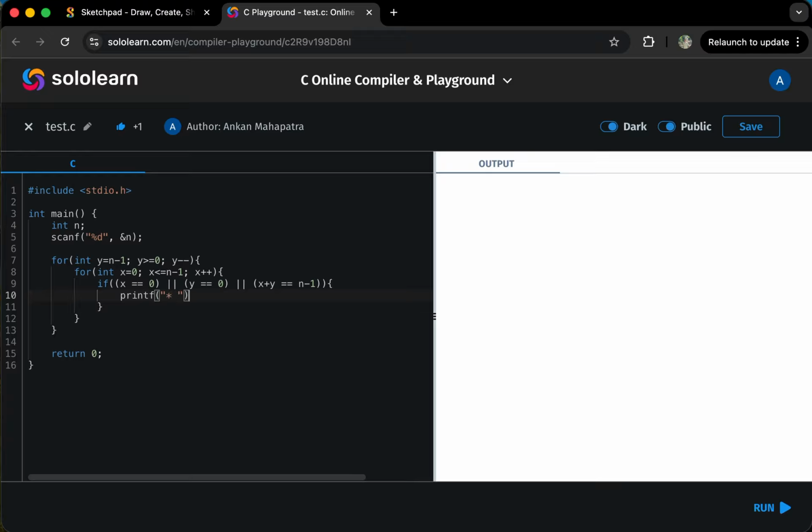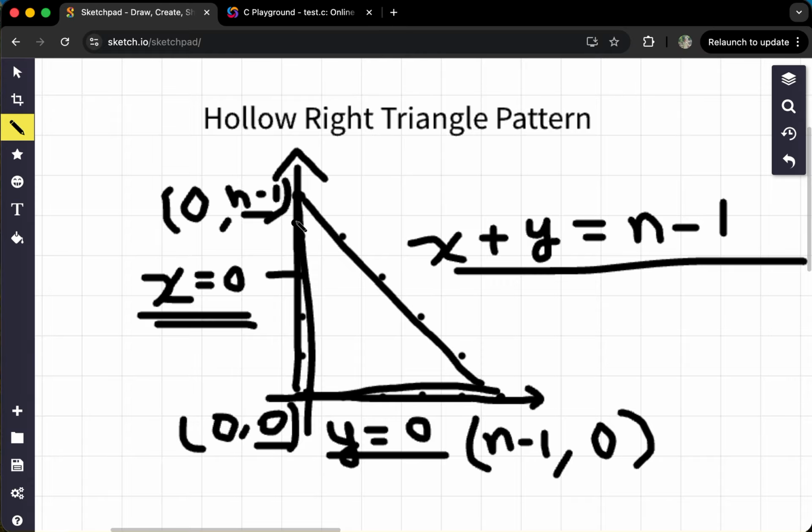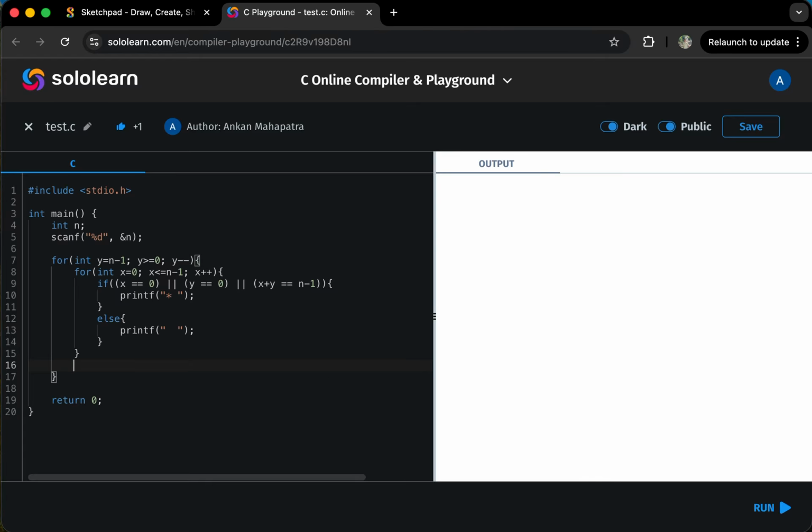Let's print star. And if this condition doesn't satisfy, that is if the point does not belong to any of the lines, then we have to print a space. So let's print that in the else case. So once we iterate over the given row, we have to go to the next line. So for that, let's print a new line. So this is the code.